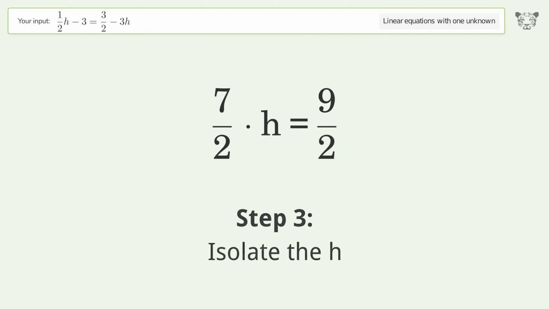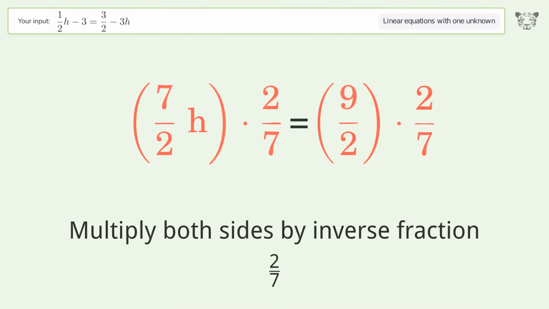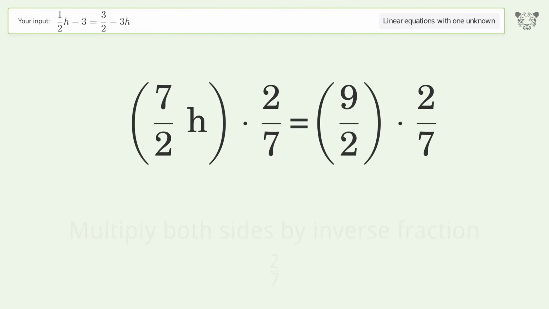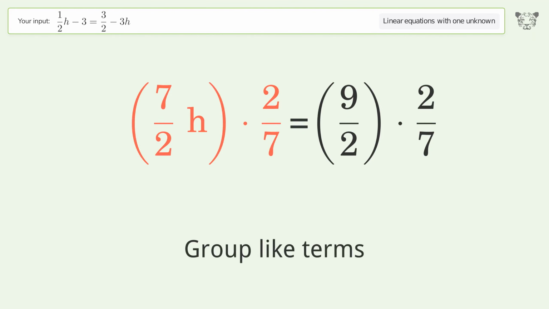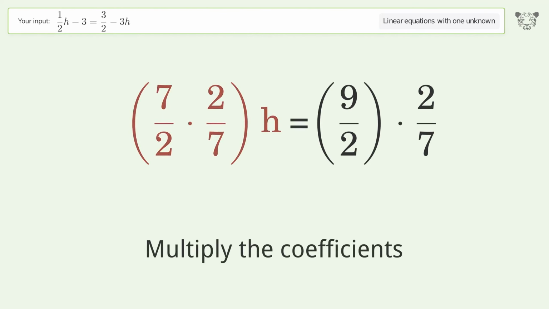Isolate the h. Multiply both sides by inverse fraction 2/7. Group like terms. Multiply the coefficients.